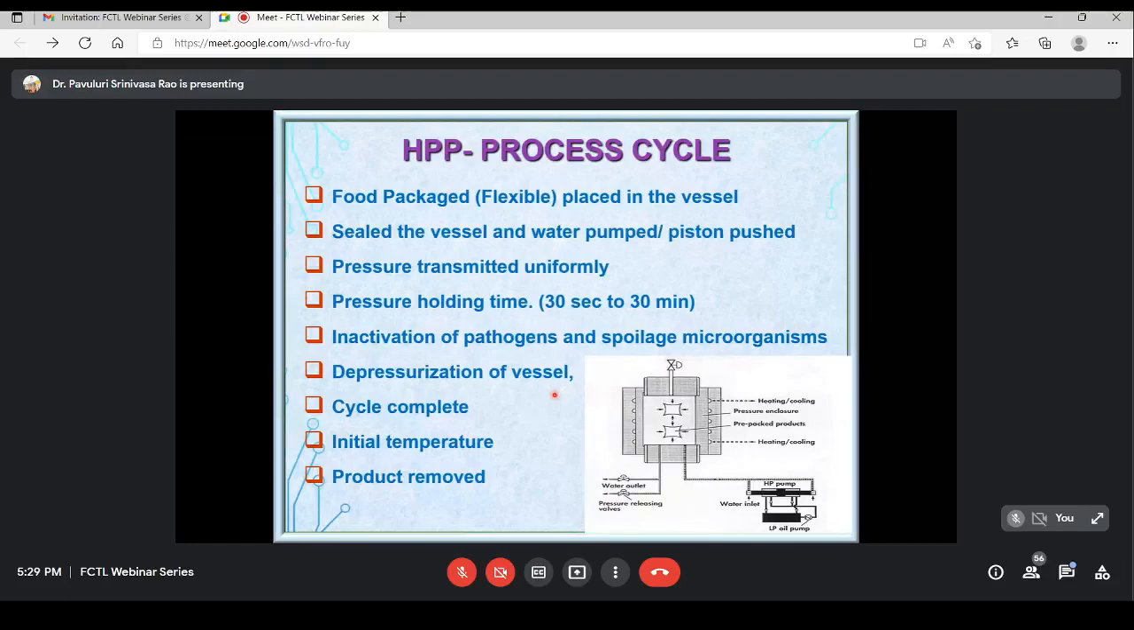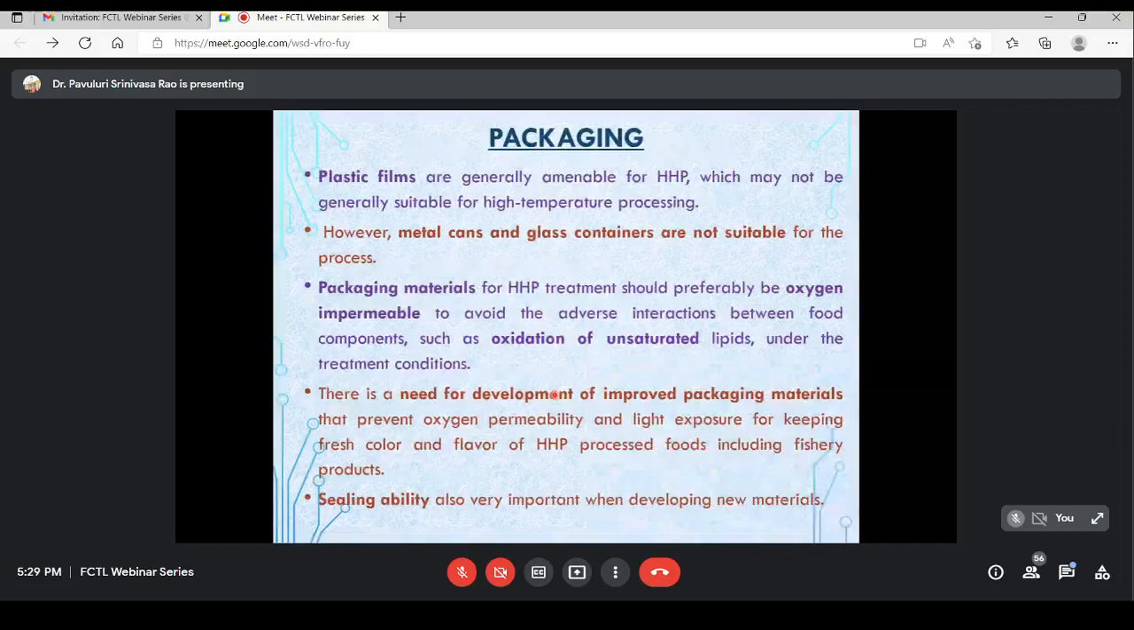Your temperature, which is even raised during the pressurization due to the heat of compression, will also subside, or be reduced to your initial temperature that is close to ambient. Finally, the product is removed from the vessel. As I told, the packaging material is also very important.